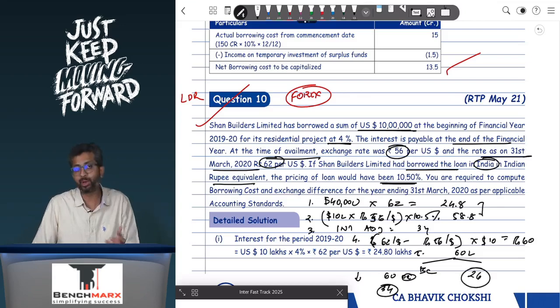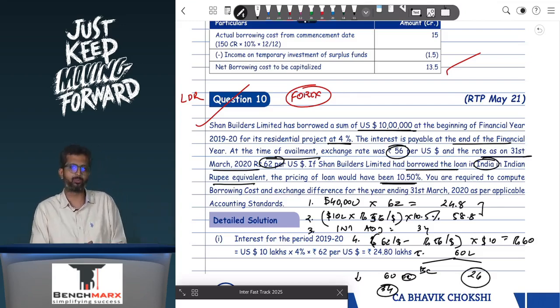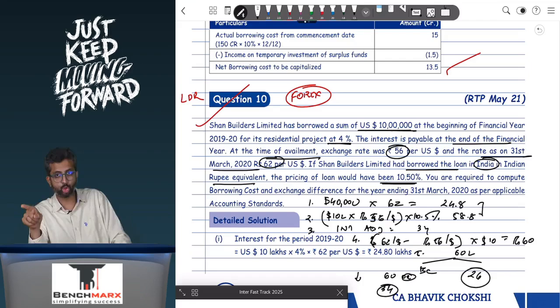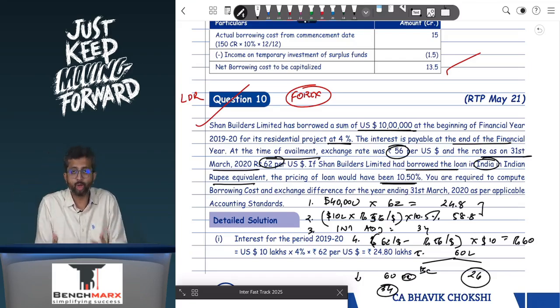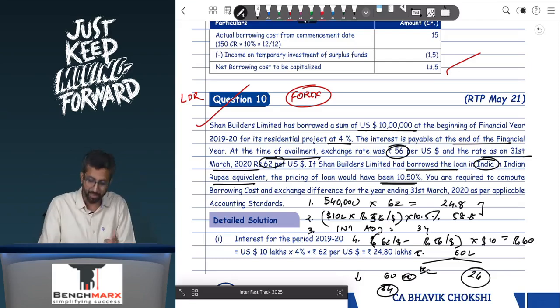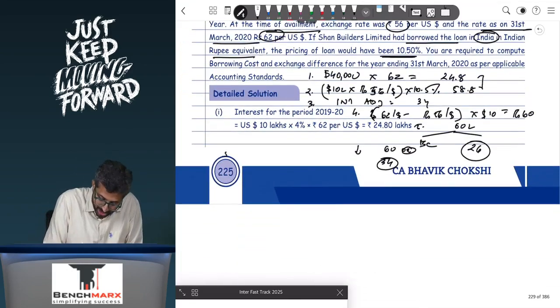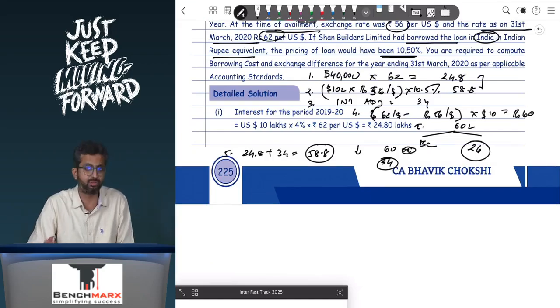So if I had to pass the entry only for this step 5, my entry would have been: borrowing cost account debit 34 lakhs, forex loss account debit, which will go to the P&L, 26 lakhs, to loan 60 lakhs. And then borrowing cost, if it is for a qualifying asset, will be capitalized. Then how much will be capitalized? In step number 5, I will take the actual interest, that is 24.8 that I am paying, plus 34, which is equal to 58.8. This is the interest that I will capitalize.